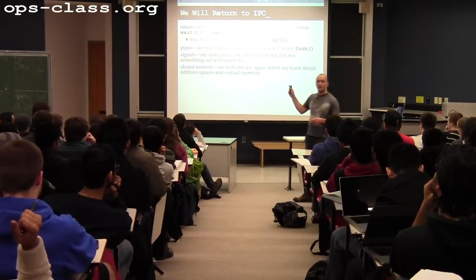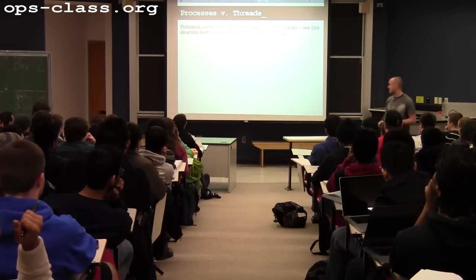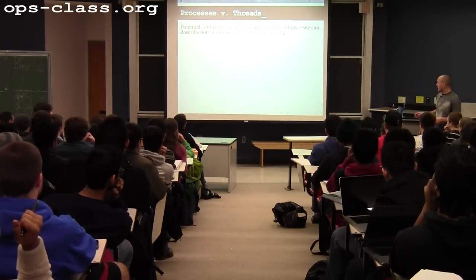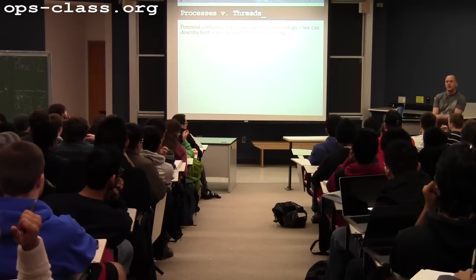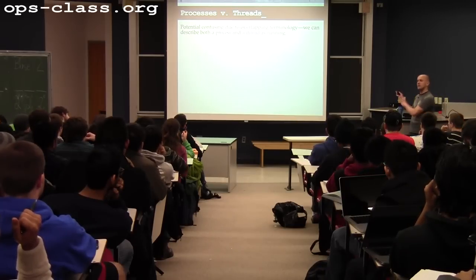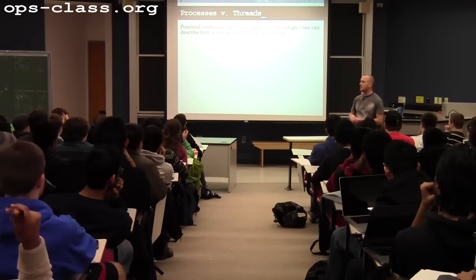And again, we'll come back to shared memory when we talk about address space a little bit later, right? So I want to clear up some confusion, because we'll move on from talking about the system call interface to talking about how the operating system multiplexes the CPU.